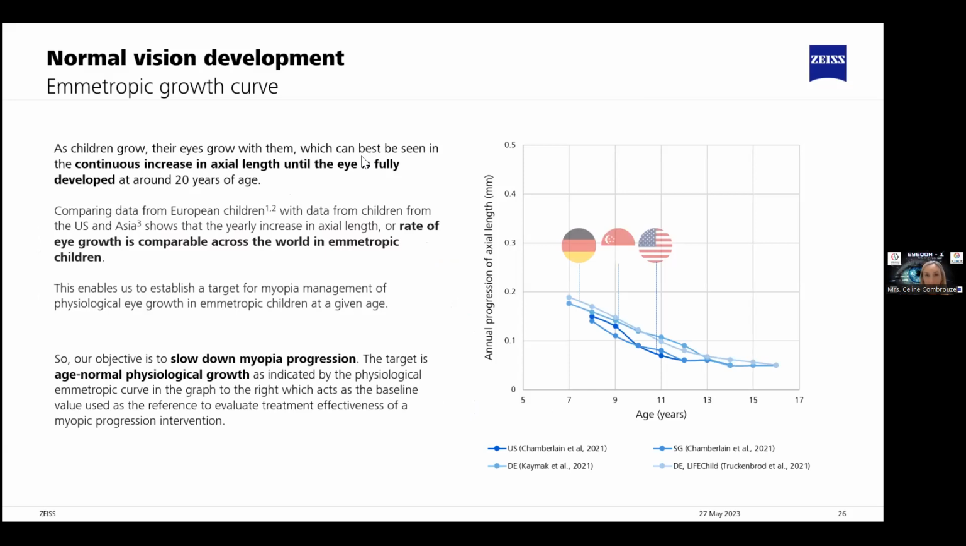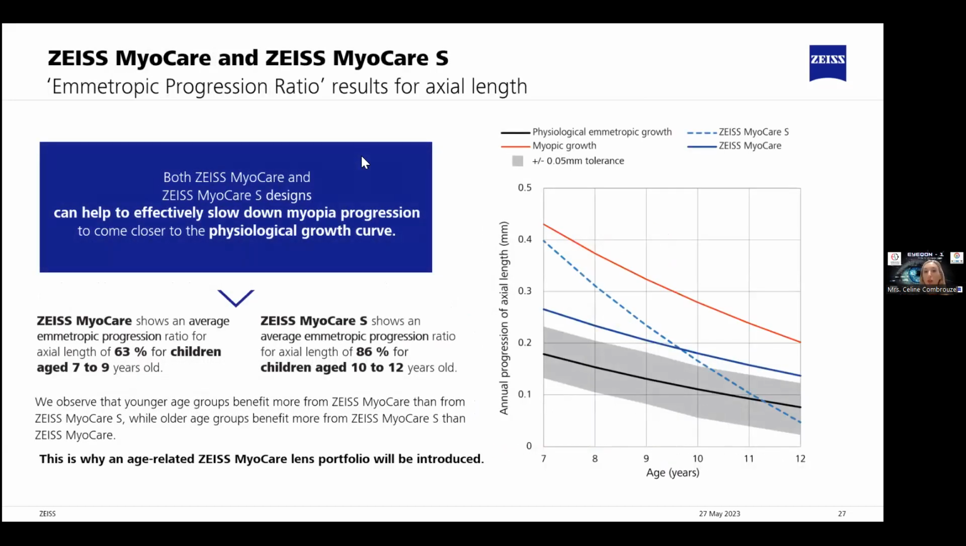So let's come back to our study. What is happening when we put the data of the three different groups compared to this normal growth? The black line of this graph is the normal growth of an emmetropic eye. The red line is the myopic growth of the single vision, okay? Then you have the dark blue line, which is the Zeiss MyoCare hard design, and the blue dotted line, which is the Zeiss MyoCare soft design.